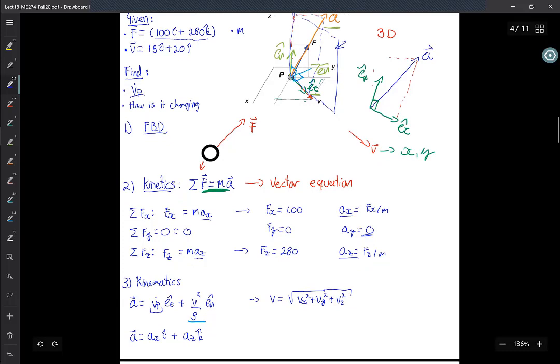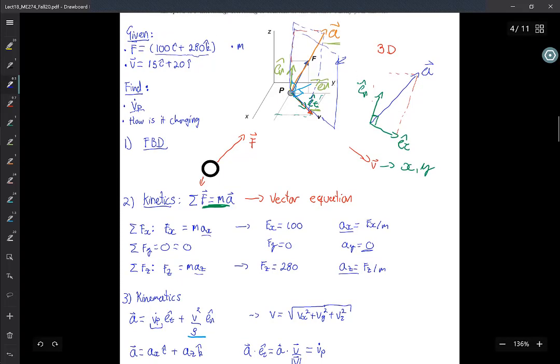So why do I also do this? Because we can find VP by projections with the vectors, right? Or we could have done it in this way. We could have said, all right, I know that my velocity is pointing in this direction. I know that my acceleration has to be in the direction of the force. And once I draw my E normal and E theta, I can know whether VP is increasing, decreasing, or constant.